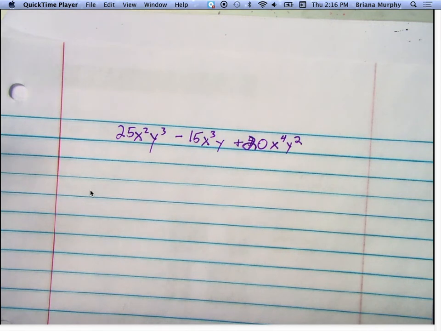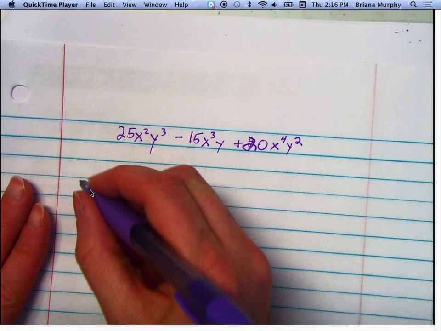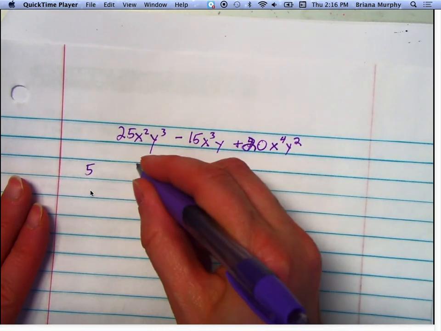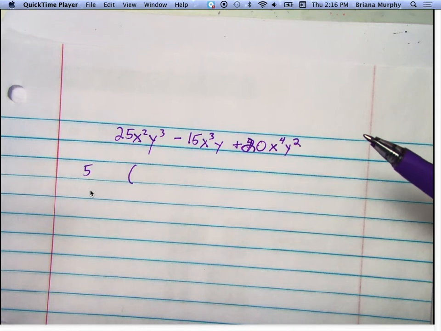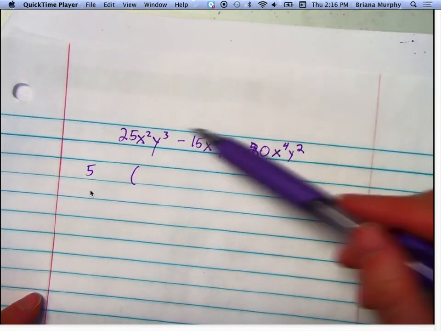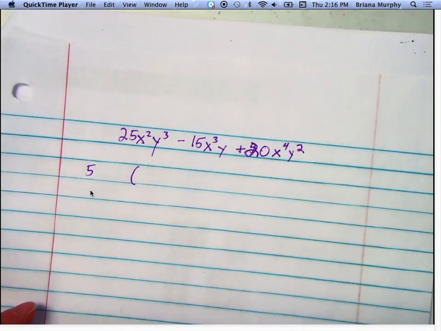What's the biggest number that goes into all three of those? 5. Can you guys see that right away? The 25, 15, and 20, the biggest number that will go into them all is 5. So I'm going to put my 5 on the outside. Now let's look at just the x's. What's the smallest exponent for x's that I can take out? X squared.